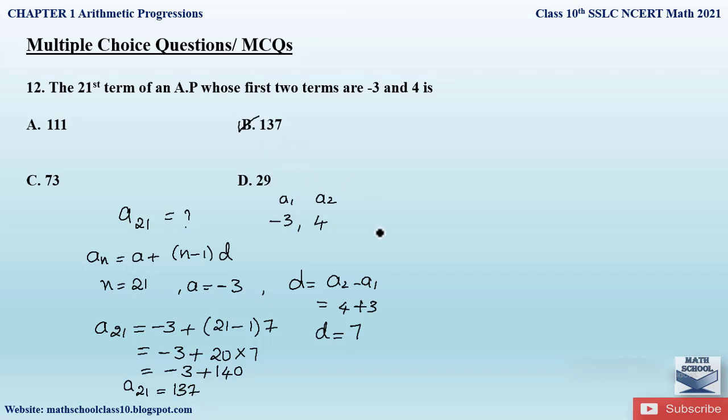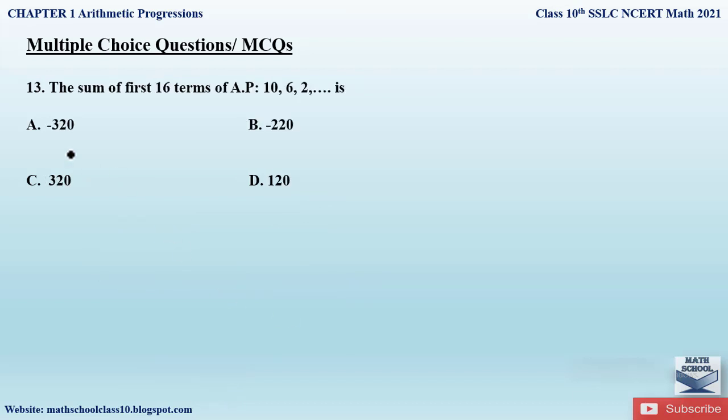So the correct answer is option B, which is 137. Right? Again, it is a direct question where you have to use the formula and substitute the values to find out the result. Now the 13th problem is the sum of first 16 terms of an AP. Okay, so they have given us an AP and we have to find out the sum of first 16 terms.